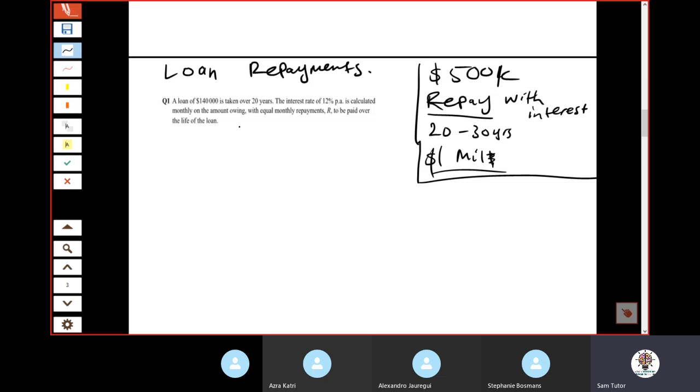All right. So let's see how this one works. A loan of 140,000 is taken over 20 years. The interest rate is 12%, but it is calculated monthly. Of course it would be. With equal monthly repayments to be paid over the life of the loan. And pretty much we're going to calculate the repayments. That's what we would like to work out. Calculate your repayments.